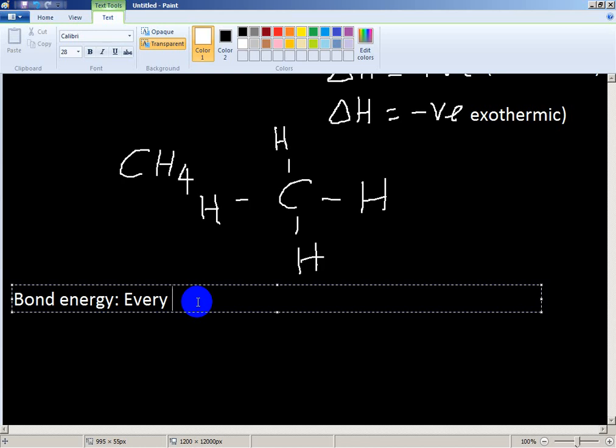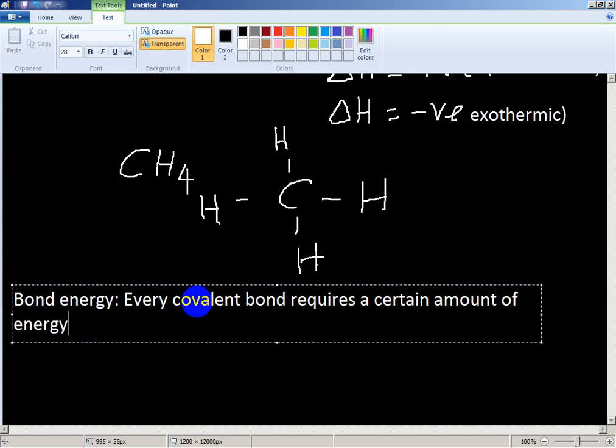Every covalent bond requires a certain amount of energy to break it. This is known as bond energy.